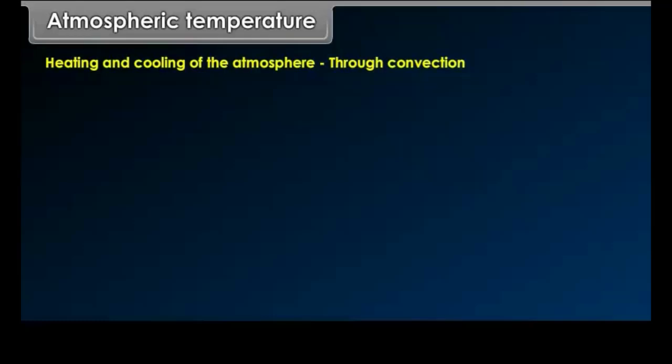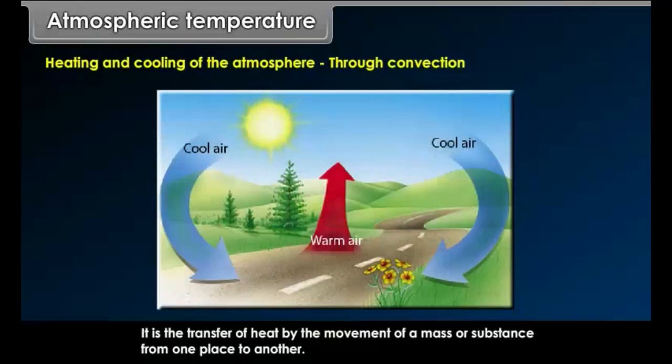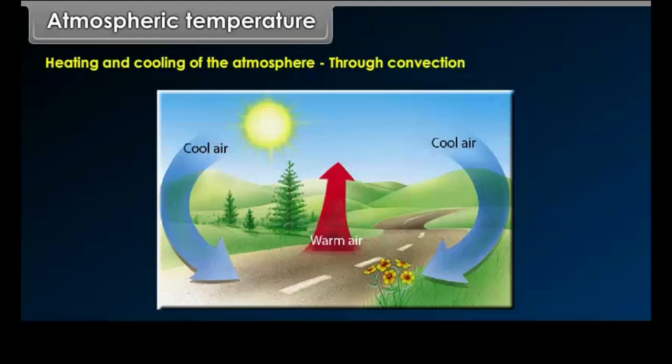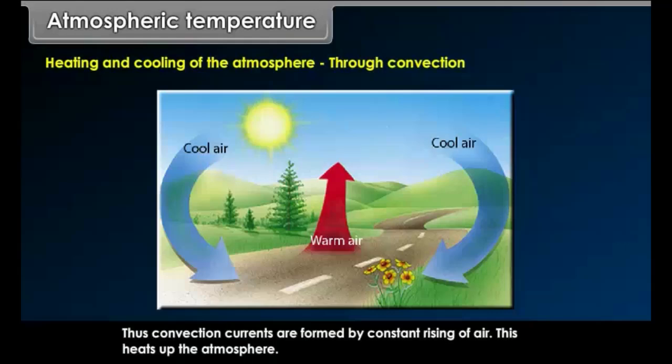Through convection. It is the transfer of heat by the movement of a mass or substance from one place to another. When the air in the lower layer of the atmosphere gets heated, it expands and moves upwards, and the air from different sides comes to take its place. Thus, convection currents are formed by constant rising of air. This heats up the atmosphere.